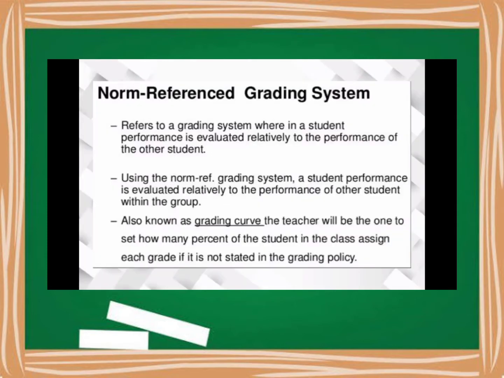Norm reference grading system refers to the grading system wherein students' performance is evaluated relative to the performance of other students. Using the norm reference grading system, a student's performance is evaluated relative to the performance of the other students within the group. This is also known as the grading curve. The teacher will be the one to set what percent of the students in the class are assigned each grade if it is not stated in the grading policy.